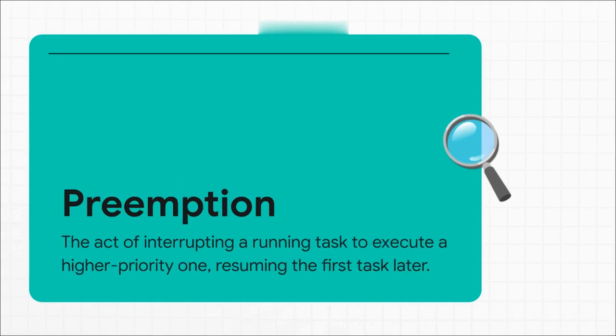Okay, but what happens when a new, super important task shows up while the computer is already busy with something else? That's where this key idea of preemption comes in. Think of it as the system's power, its authority really, to hit pause on whatever it's doing and immediately switch over to the more urgent job. It's the dropping everything for the critical patient part of our analogy.